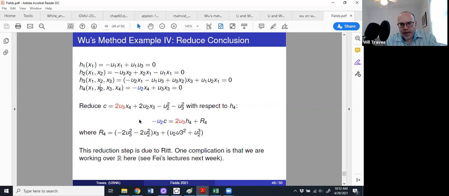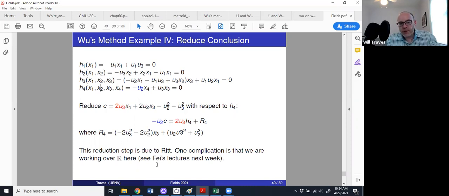And one complication in all these things, which I haven't really spelled out here, is that we're working over the real field here. We're not working over the complex numbers. We'd like to be able to work just with real setups, and so algebraic geometry over the real numbers is its own complicated body. And I'm just going to refer you to Faye's lectures next week about that.